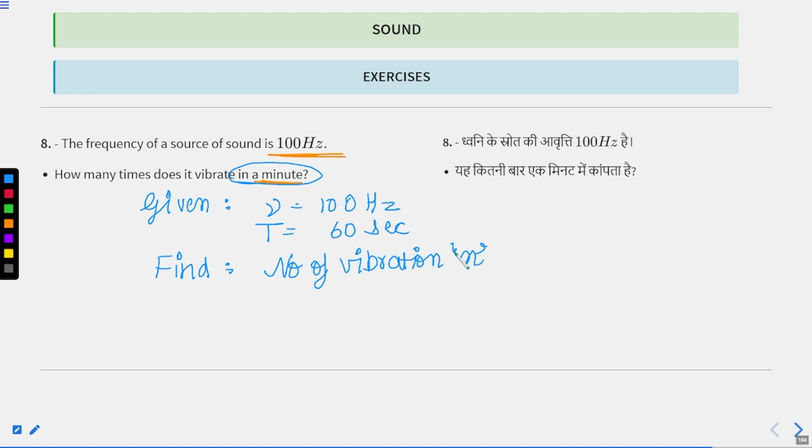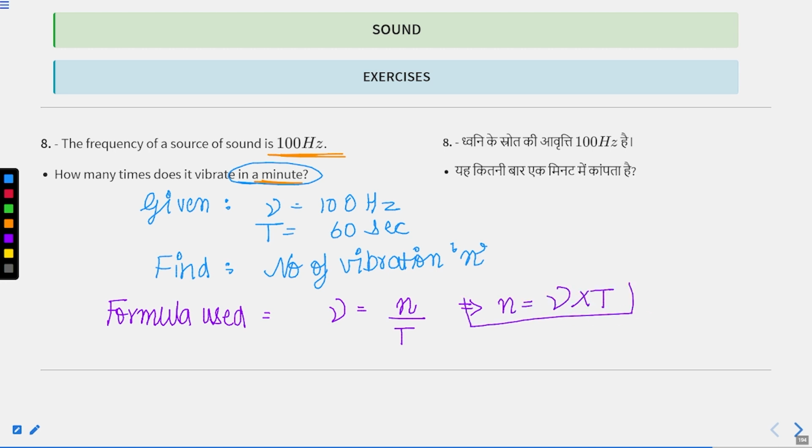How can we solve this question? What will be the formula used? The formula used will be frequency is equal to the number of oscillations or number of vibrations divided by time period t. We know the frequency, we know the time, and we have to calculate the number of vibrations. So the number of vibrations will be frequency into time. We will put in the values and calculate the number of oscillations. Is it clear, class?